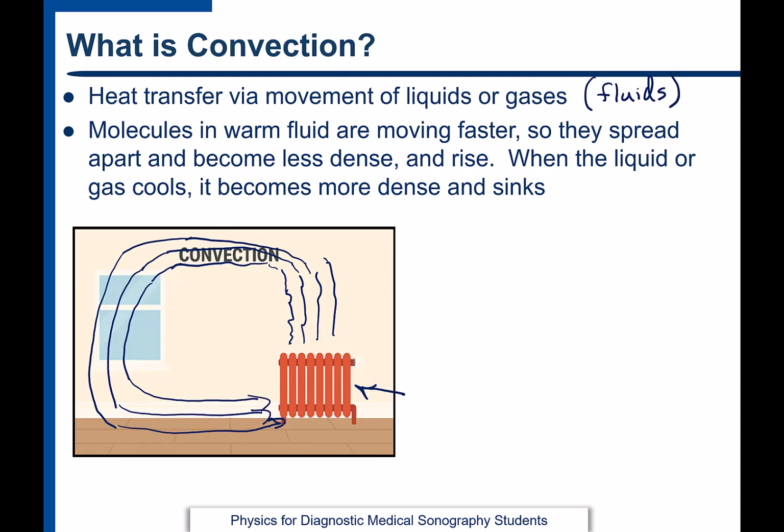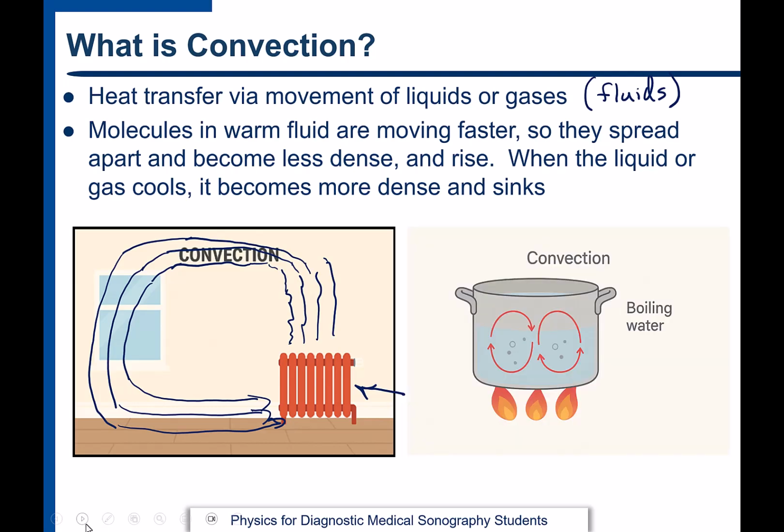So the hot air rises up. As it moves across the room, it starts losing energy and cools off, comes back down, and then comes back to the radiator and gets heated again. And so that's how we can have a radiator in just one corner of a room and have it heat the whole room. That's by convection.